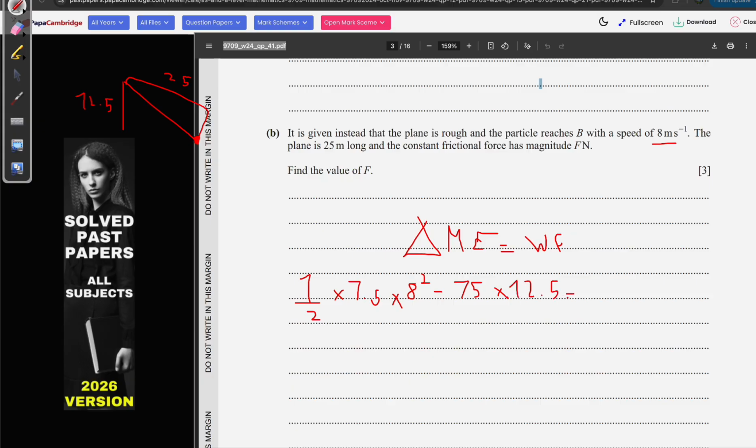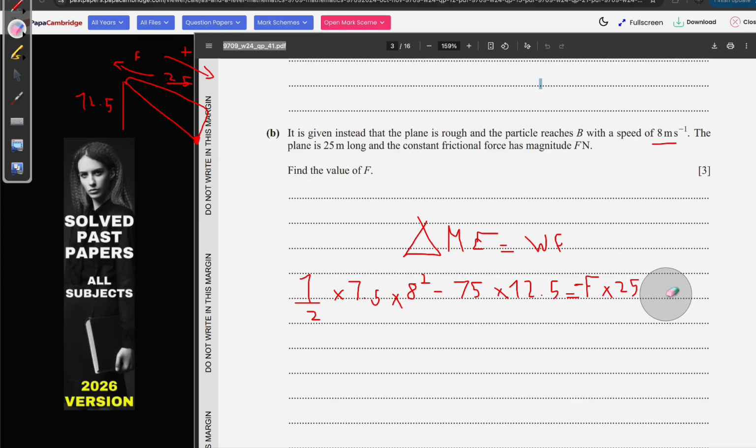The work of friction, which is what we're trying to find, is the force F times the distance 25, which they gave, times cosine the angle. Since we said the direction of motion is downwards, positive, friction is opposing it, trying to make it go up, so it's going to be negative F times 25, right? So we plug this into the calculator.